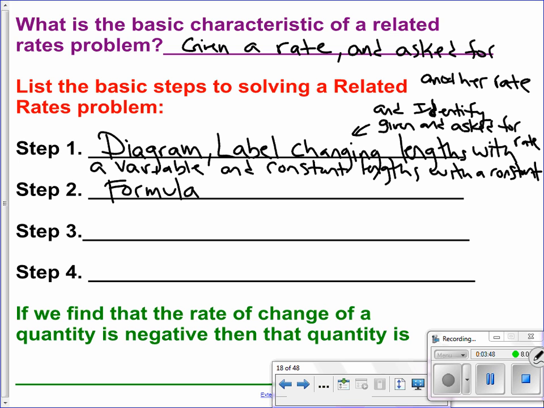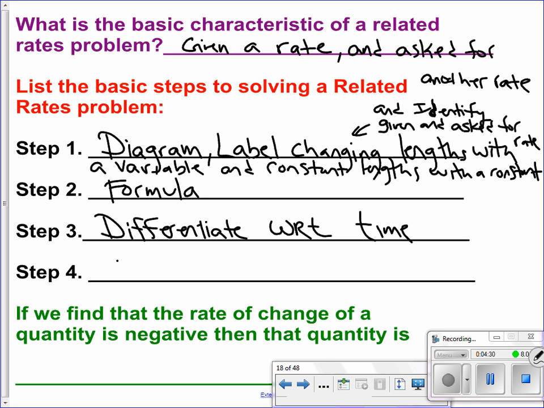So now you have a formula. What do you got to do? Ryan? Yeah, with respect to what? T, and T stands for time. Good. So you have to differentiate with respect to T. It's always d something dt. So differentiate with respect to time. Now you're going to have an equation that has the dV/dt, the dA/dt, whatever. It's going to have derivatives in it, and then what's left to do? Plug in everything they gave you and solve for the unknown derivative.